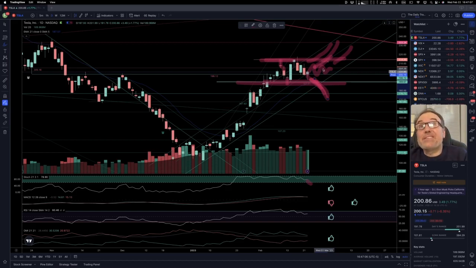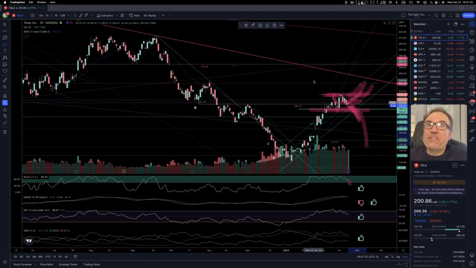So if you are not yet in Tesla, you can chance it right now. You can chance it and say, well, okay, at 198 or so, Tesla is at a good price and you can buy. And then if it comes back down, then you should get out at 187, because there's no point in staying in a stock when the stock is in a downtrend.